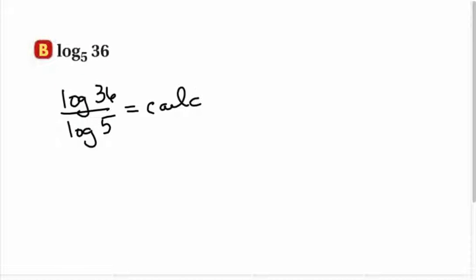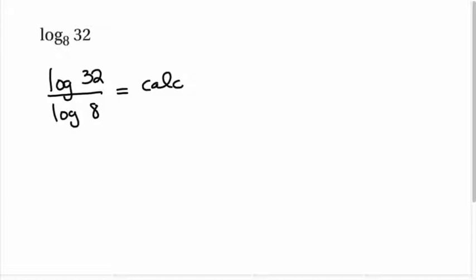So next, I'm going to do this example. I'm going to change it to base 10 so I can use my calculator. So log of 36 over log of 5. And then I would put that in my calc. And I would round to 3 decimal places. Okay, it's that simple.